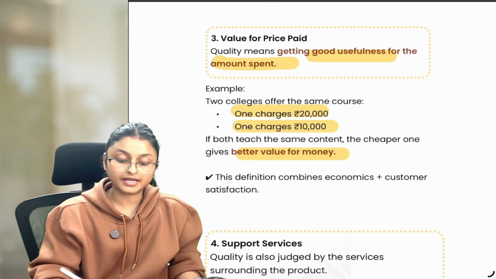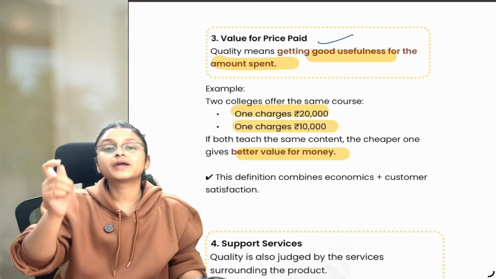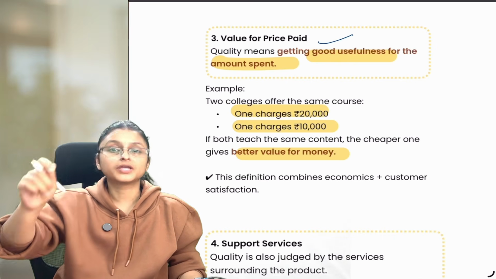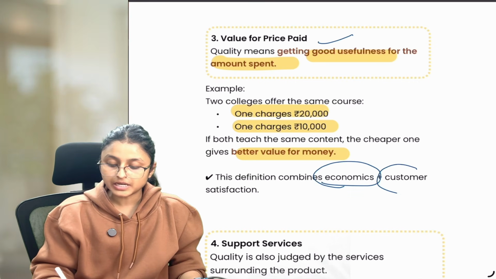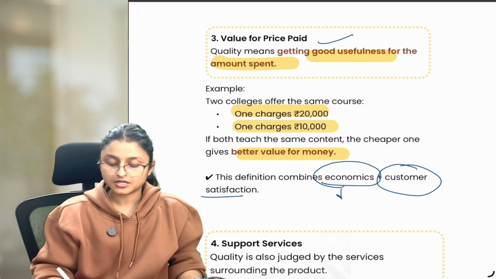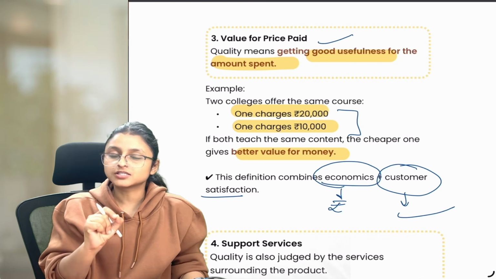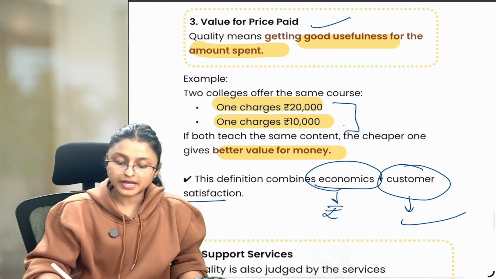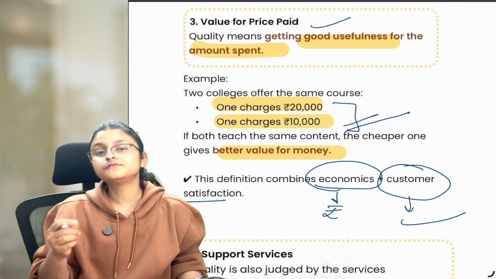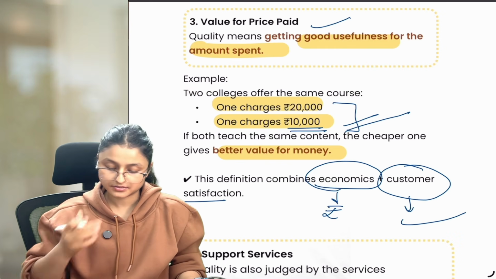So here we are deciding whether a product is quality or not on the basis of the value it is providing for the price we are paying, right? Next, this definition combines economics plus customer satisfaction. We are combining money and how much customer satisfaction it is providing. If both products are providing the same satisfaction or the same type of services, then it's better to buy at the lower price, and we will feel it is more valuable when we are buying at a cheaper price, right?